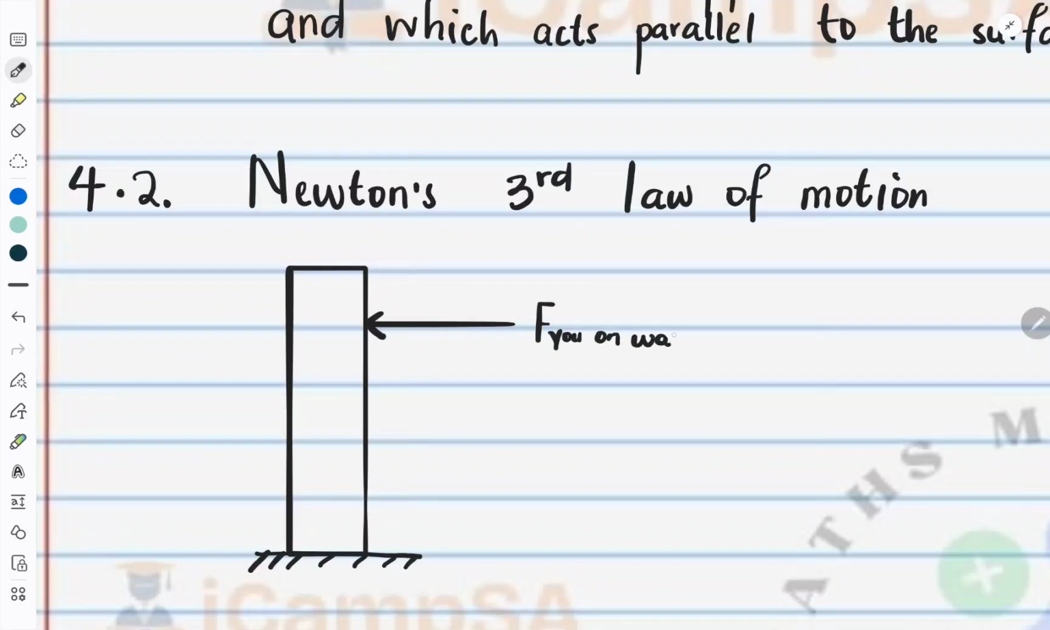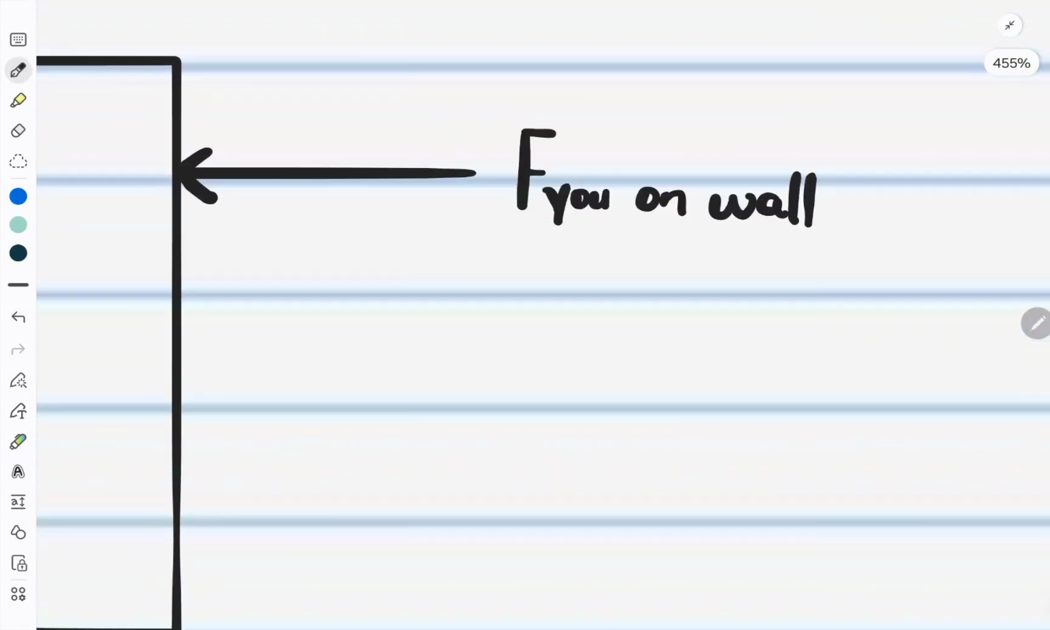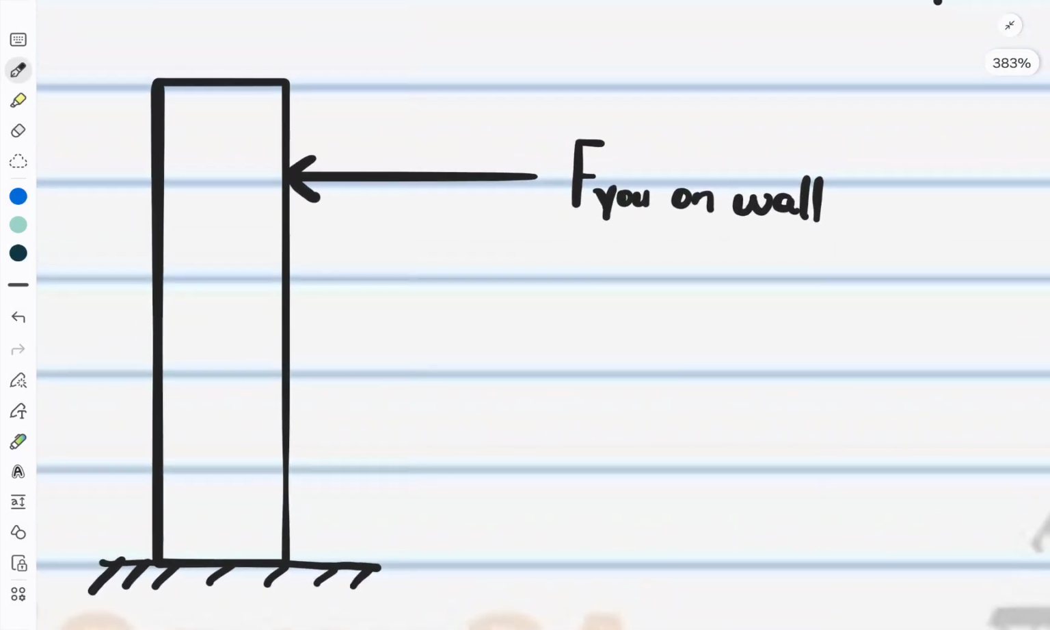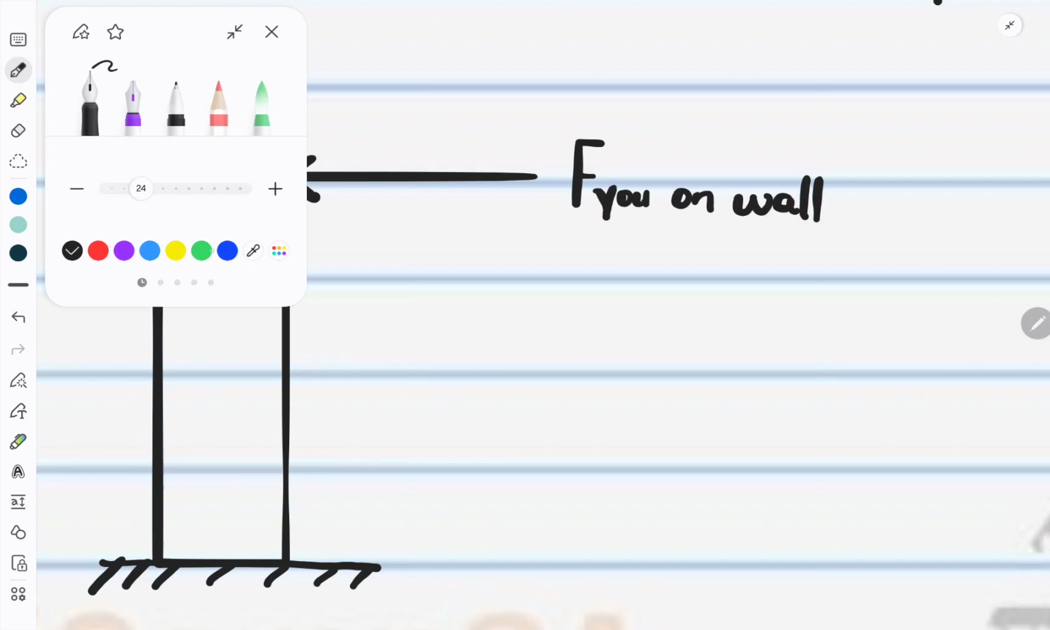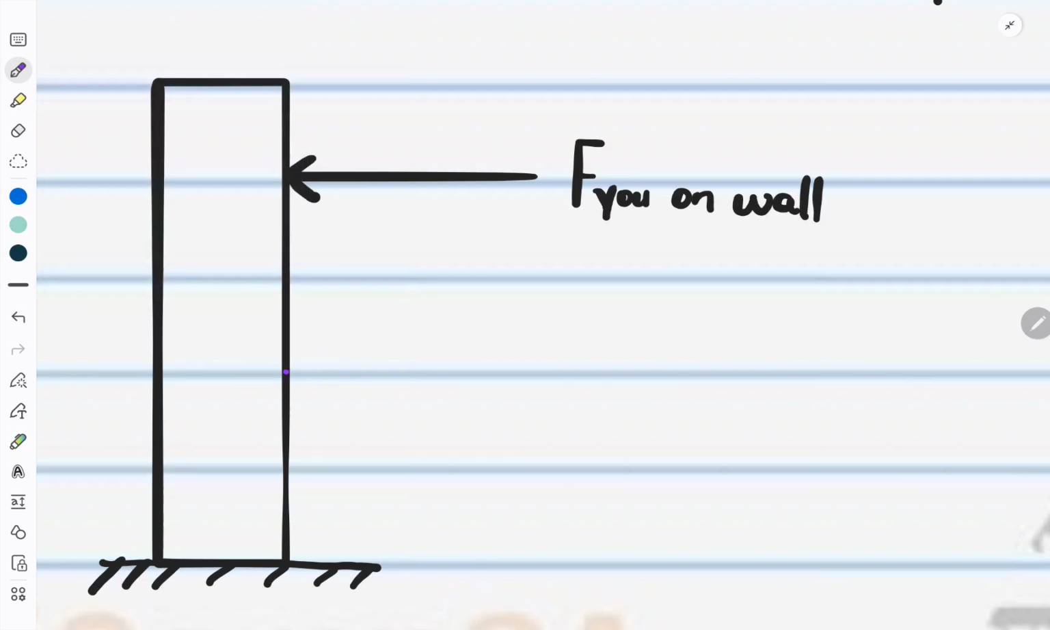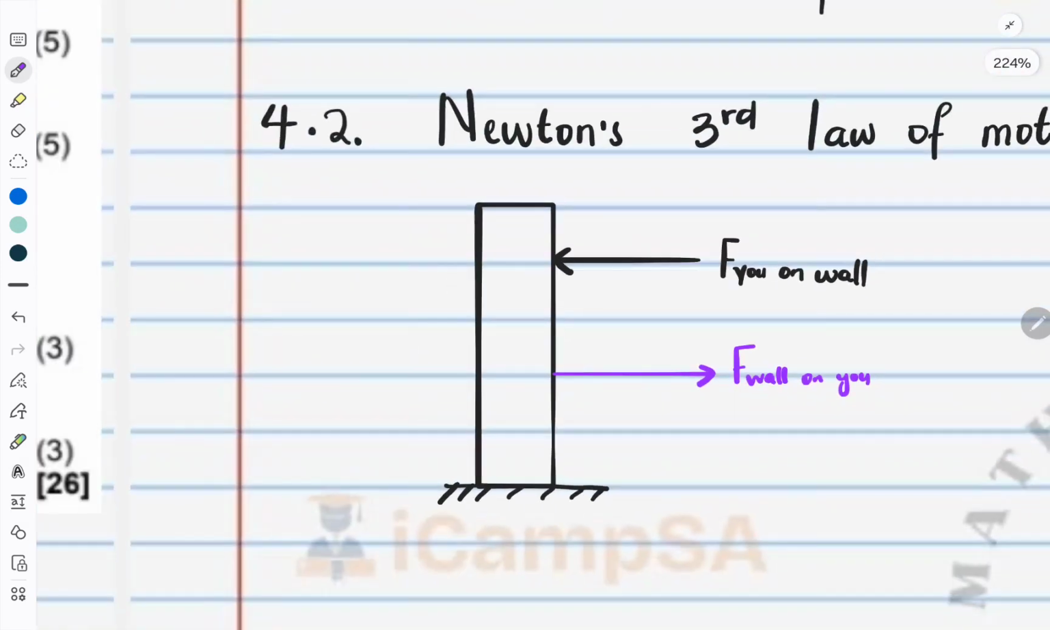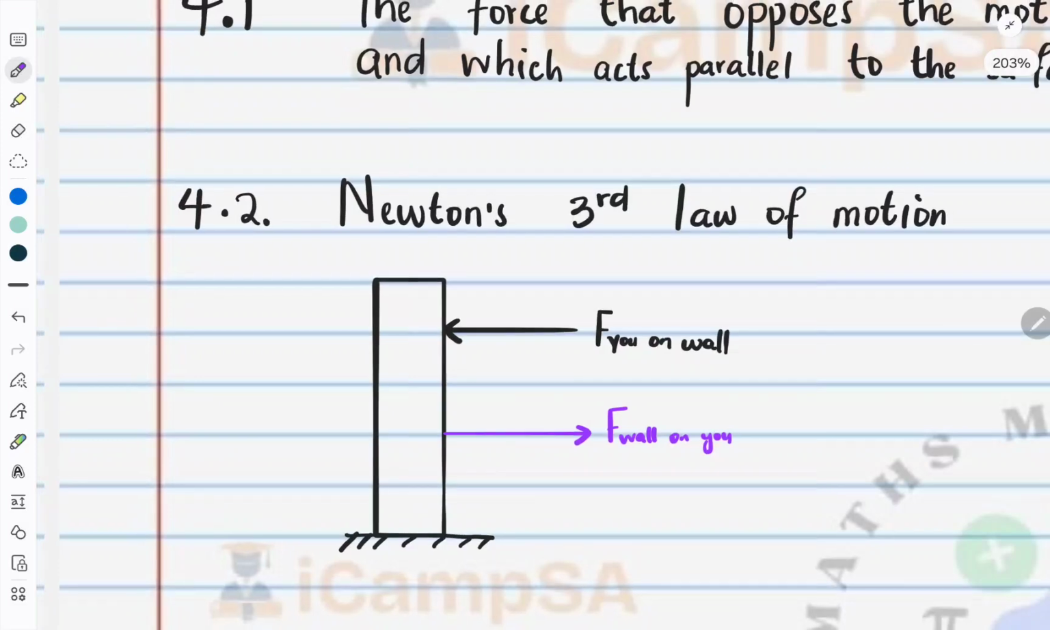This is a very long name for the force, but you should get the idea. What the wall does is it takes the very same amount of force that you are applying to it and applies it back to you, but in the opposite direction. That's what Newton's third law of motion says. So this is F wall on you.